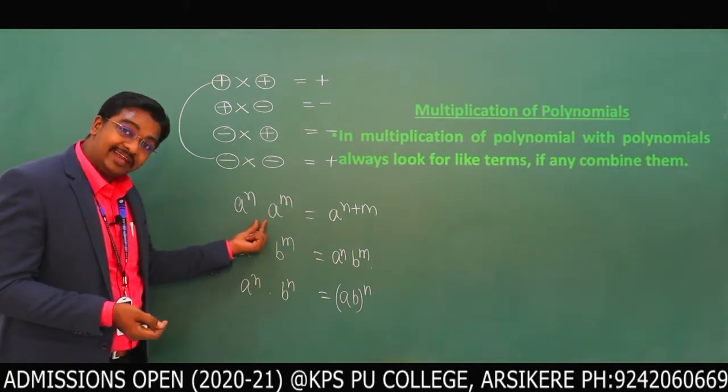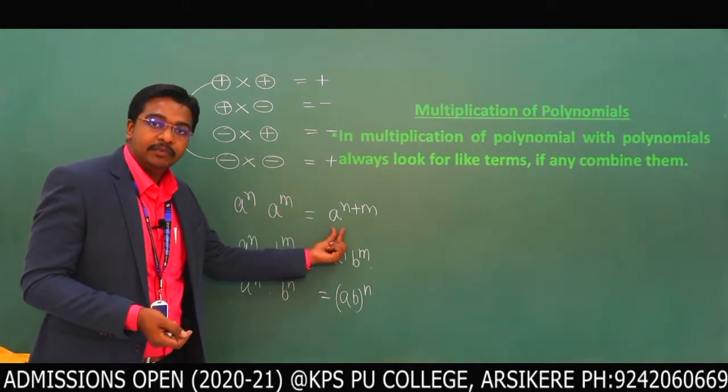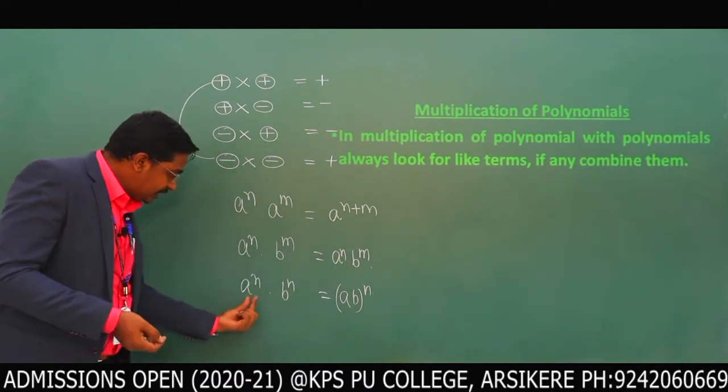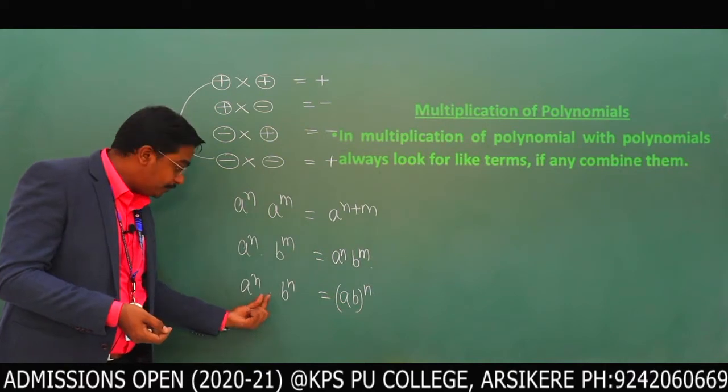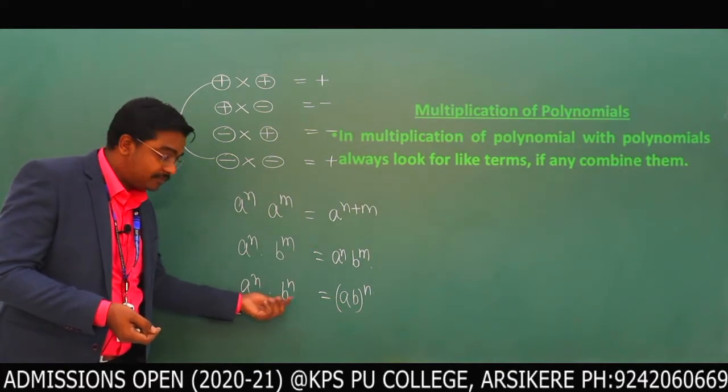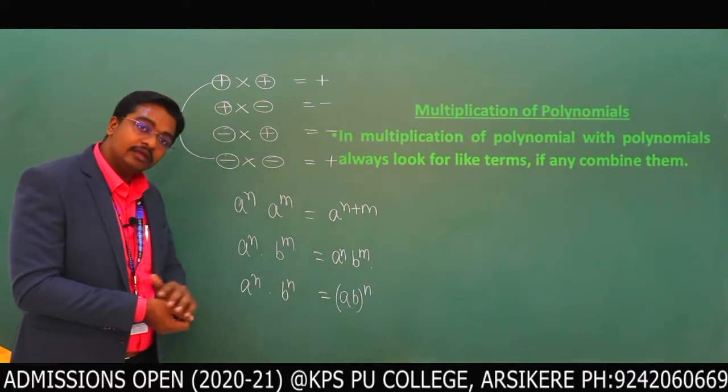So these two are like terms. Whenever you get like terms, just combine them. Here we have unlike terms: a power n and b power n are unlike, but the powers are the same. You can combine them like this: ab whole power n.